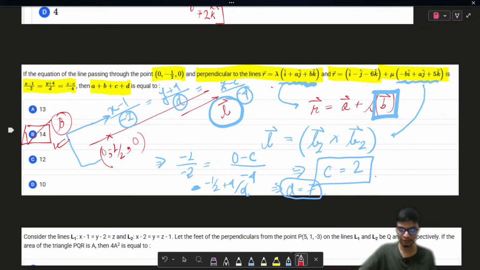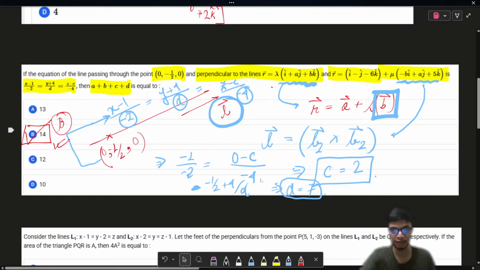So we have discussed this problem as well. If you still have any queries or issues, please don't hesitate, just put that up in the live chat. I will try my best to answer your queries. I hope you are able to get to this answer, that is option number B, and that is 14.